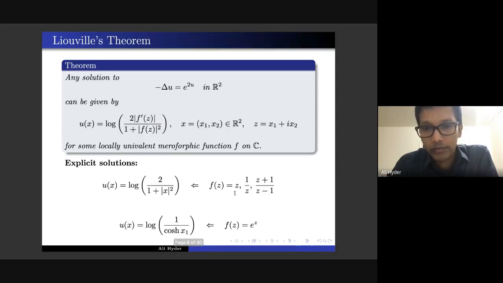Next one is f(z) equals exponential z. In this case, you get u(x) equal to log of cosine hyperbolic x1. If you notice, this exponential z is locally injective, not globally injective, but this one is globally injective, for instance this one or this one. The first one is radially symmetric, whereas the second one depends on just one variable, x1.